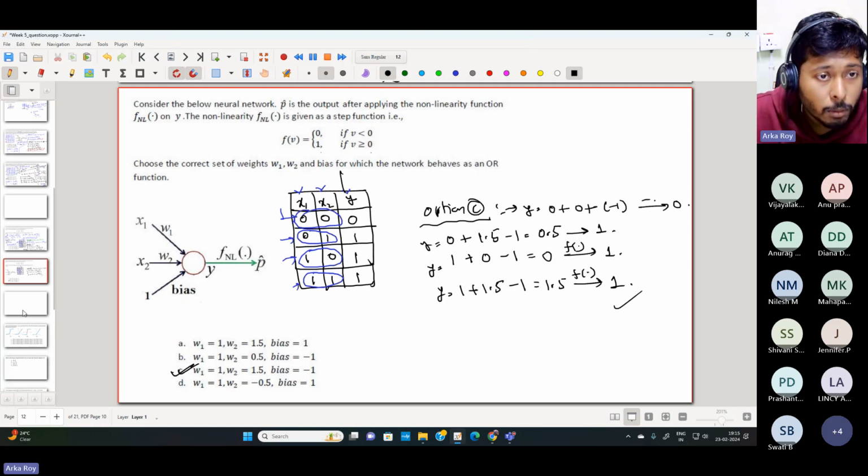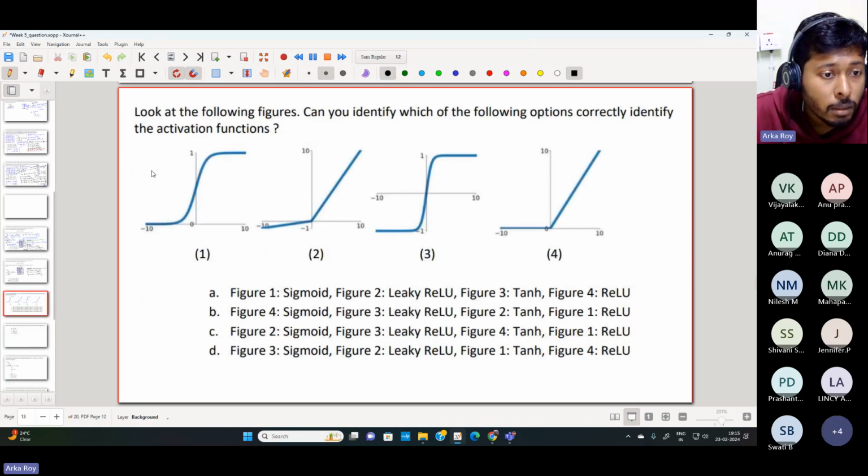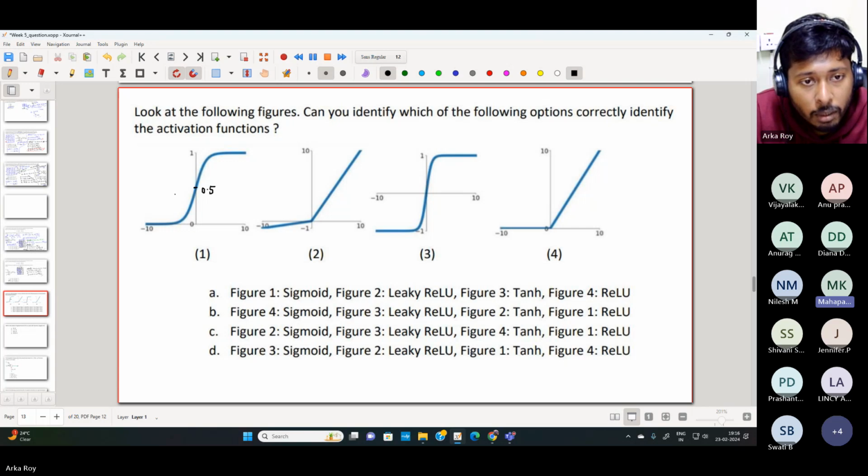Okay, so we can start taking some week 5 practice questions. The question is, can you identify what these nonlinear activation functions are? This nonlinear activation function, you can see that it ranges from 0 to 1. The value here is 0.5. So what is this particular nonlinear function? Sigmoid function. Yes, so this is sigmoid.